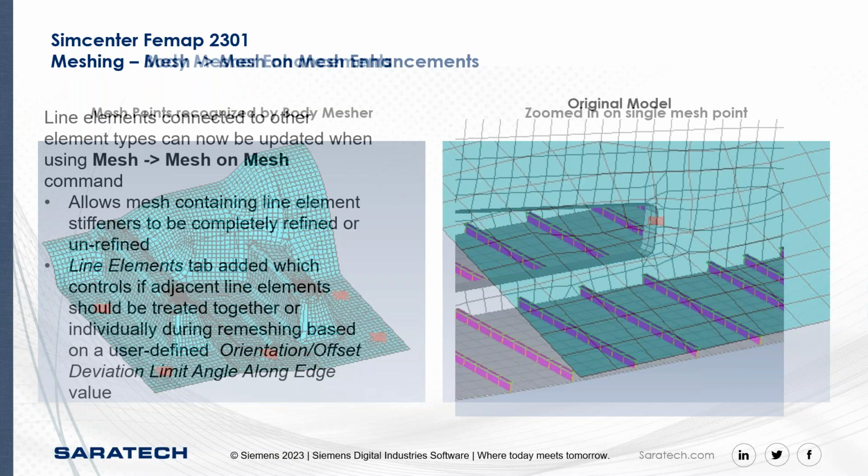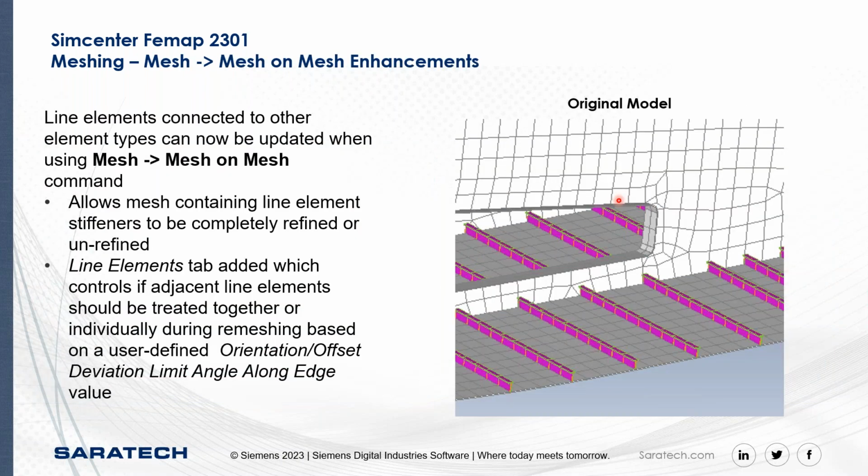Sticking with mesh enhancements, the line elements. This is a mesh on mesh enhancement, with line elements that are connected to other element types. We've got some plates, and they can now be updated when we are using the mesh on mesh command. In the picture on the right, we have a nominally meshed plate structure, and maybe we've got some stiffening ribs overlaid on those plate elements with line elements.